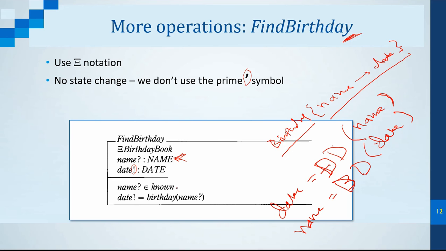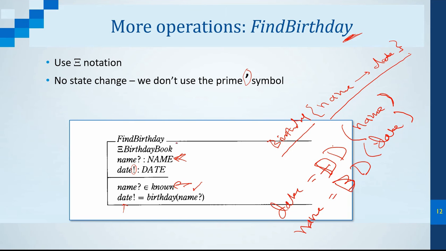So first we have to check if this item is a member of known or not. So this is the precondition to check. If okay, just go to the second operation, or the second sentence. In the second sentence, we give the name and then the date will be the output. Give the name and then return the date. So it's super easy.